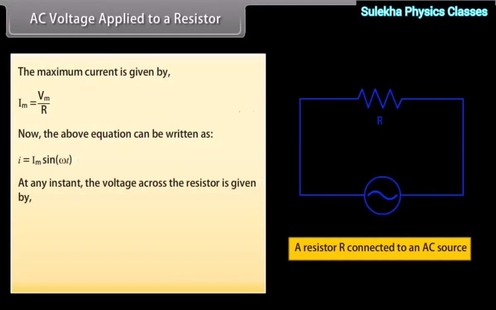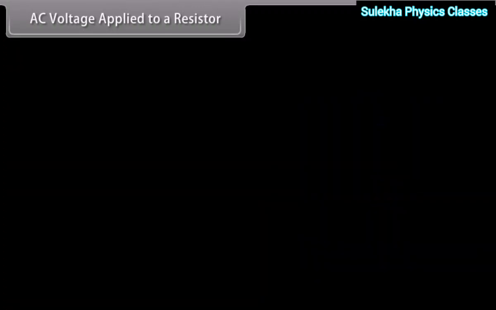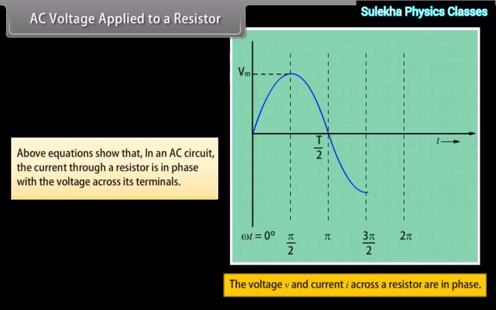At any instant, the voltage across the resistor is given by Vr equals IR. By putting the value of I, we get Vr equals Vm sin omega t. The above equation shows that in an AC circuit, the current through a resistor is in phase with the voltage across its terminals.